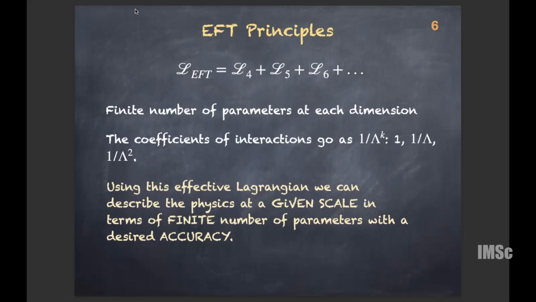So if we want to give a precise definition of EFT, which is given by Jacky, I just copied it here. So 3 points are very important here. Using this EFT Lagrangian, you can describe the physics at any scale in terms of a finite number of parameters. So a finite number of parameters is very important. Otherwise, it will not work. In terms of finite parameters, with the desired accuracy, and depending on your accuracy, you can truncate your series.